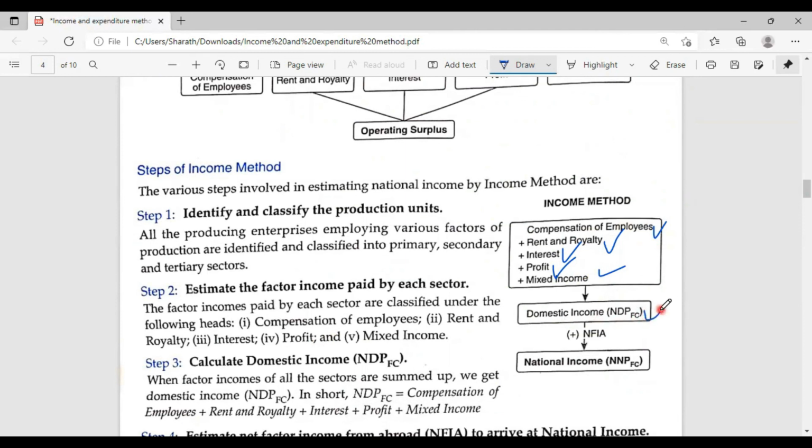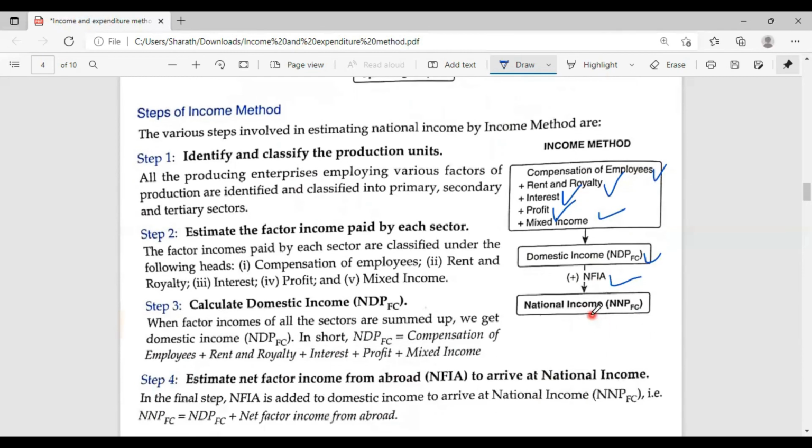To that NDPFC, when you add NFIA, net factor income from abroad, finally we are able to see national income. Kindly bear it in mind. In the very first stage, we have to add all the components. Then we get NDPFC. To that NDPFC, we have to add NFIA. The final outcome will be national income, that is NNPFC.